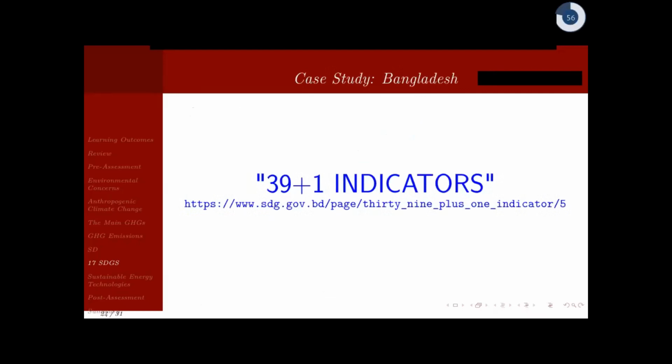Now, for Bangladesh, we have these 39+1 indicators. I would request you to explore later on. For each SDG, Bangladesh has certain indicators. 13+1 indicators are there for Bangladesh. You can explore that later on, inshallah.